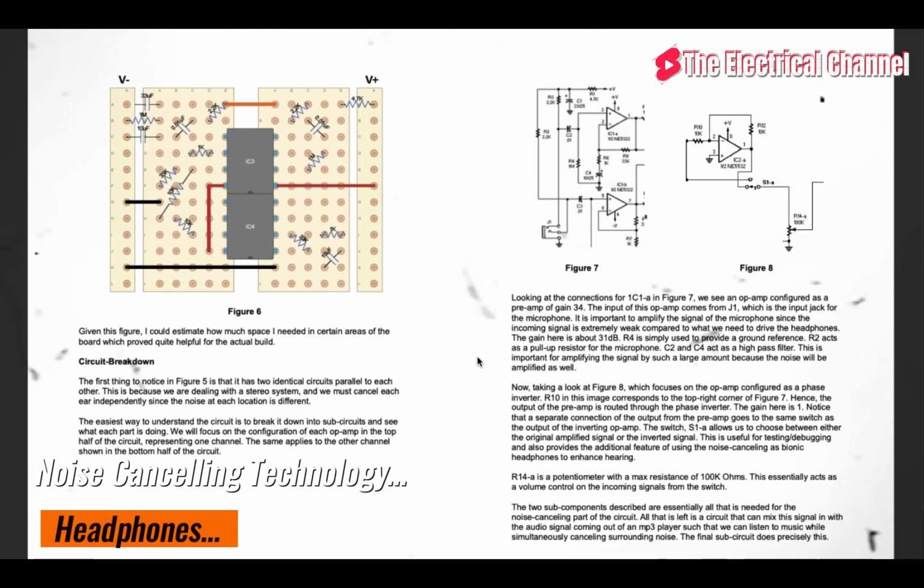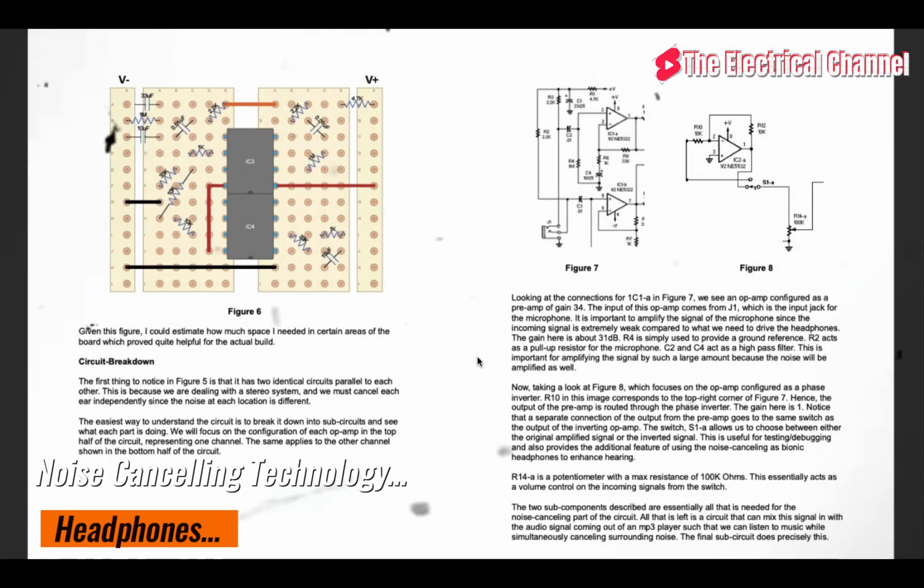Now, taking a look at figure 8, which focuses on the op-amp configured as a phase converter. Point 10 in this image corresponds to the top right corner of figure 7. Hence, the output of the preamp is routed through the phase converter. The gain here is 1.